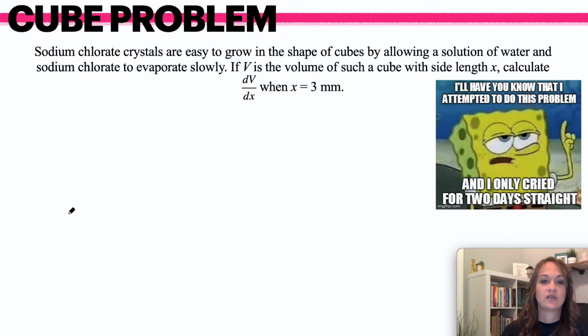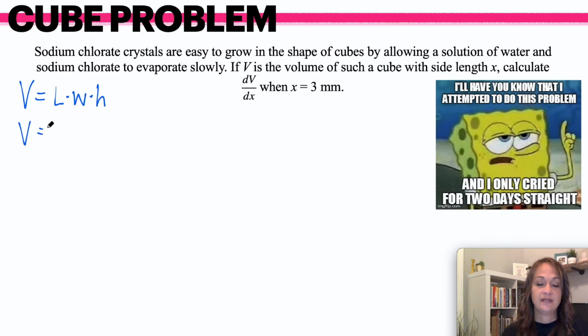Sodium chlorate crystals are easy to grow in the shape of cubes by allowing a solution of sodium chlorate in water to evaporate slowly. If V is the volume of such a cube, calculate the derivative when the cube is 3 millimeters. So first we need to know the volume of a cube. Well, we know that the volume is length times width times height. And since it's a cube, that means the length, width, and height are all the same value, which is x. So x times x times x represents x cubed.